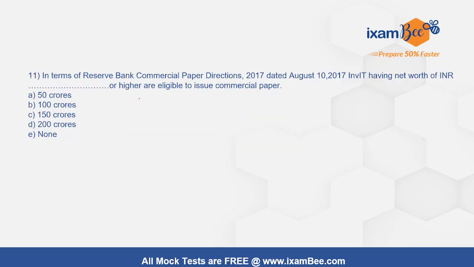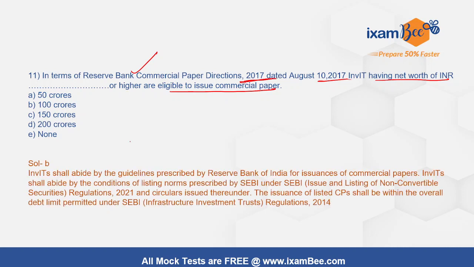So one last question is, in terms of the Reserve Bank Commercial Paper Directions 2017, having a net worth of what amount or higher makes one eligible to issue commercial papers. So what is this answer? In this case, InvITs, that is Infrastructure Investment Trusts, shall abide by the guidelines prescribed by RBI for issuance of commercial papers. So InvITs will abide by the conditions of listing norms which are provided by SEBI under these regulations, and the issuance of listed CPs will be within the overall debt limit.